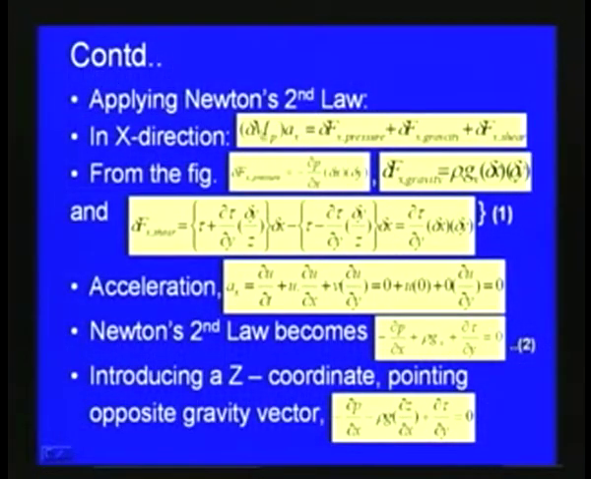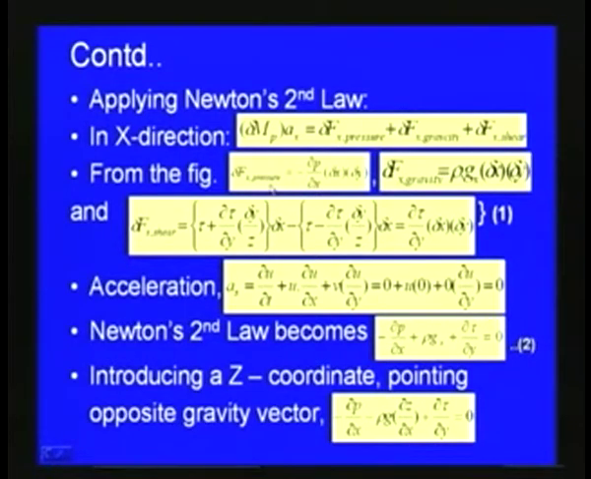Now our aim is to derive an expression for the velocity variation. Here we are using Newton's second law. In the x direction, we consider mass into acceleration. So, delta m_p is the mass of this particular fluid element which we consider, and a_x is the acceleration in the x direction. That is equal to delta F_x pressure, the pressure component in the x direction, plus delta F_x gravity, the gravity force component, plus delta F_x shear, the shear force component.